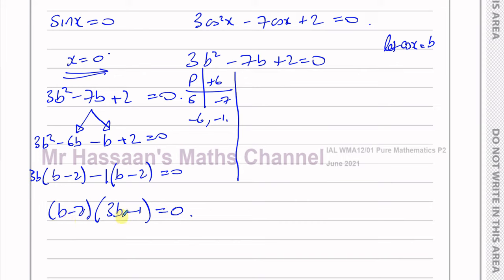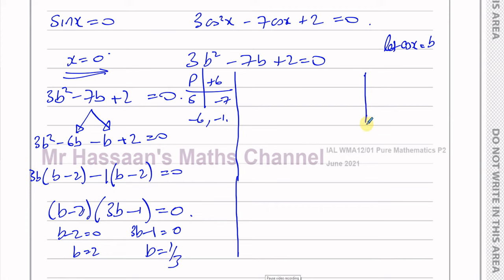Now I can find the solutions. If b minus 2 is 0, then b is equal to 2. And if 3b minus 1 is equal to 0, that means b is equal to 1/3. So those are the two solutions for b. I'm going to continue on the question later on, just showing you the other method that I like to use.